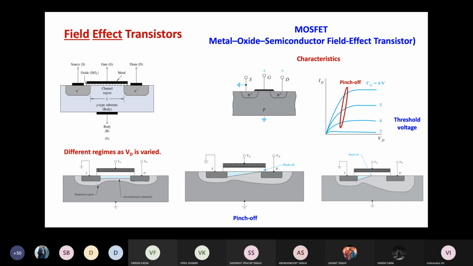Threshold voltage is the gate voltage below which this inversion layer is not there and above which the inversion layer is there. So below the threshold voltage, this IV characteristics will not be there. It will almost be a zero current. But above the threshold voltage, this is how the IV characteristics look like.